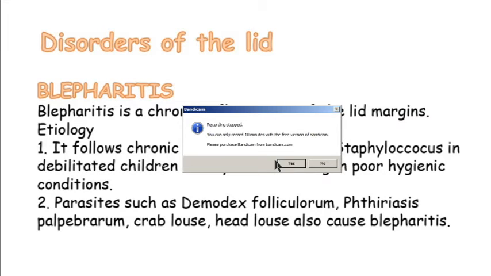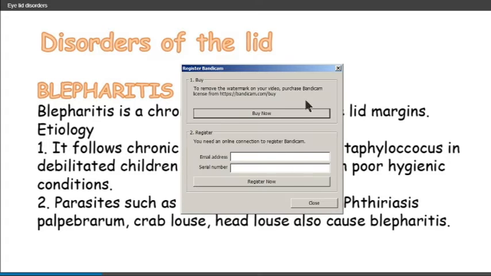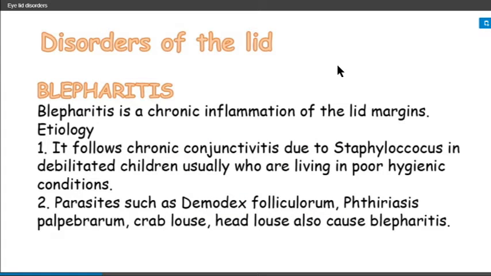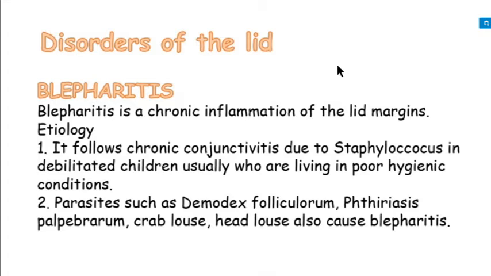So there are different variations of blepharitis that can be classified as seborrheic, staphylococcal, mixed. We have the posterior or the parasitic. So the parasites also play an important role in causing blepharitis. Okay, so this is blepharitis. It's basically chronic inflammation of the lid margins.